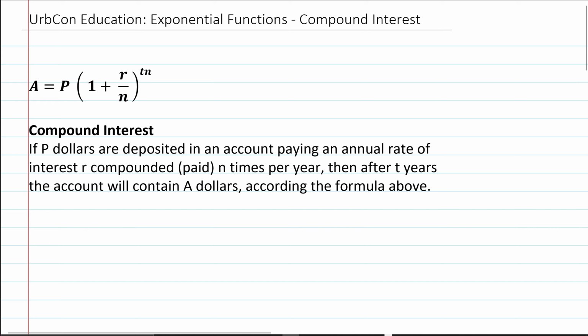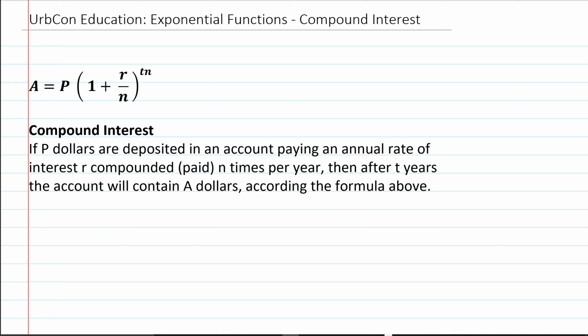The formula for compound interest is as follows. It's A is equal to P times the quantity of 1 plus R over N raised to the T times N power. This formula states that if P dollars are deposited, so P is the present worth or present value, in an account paying an annual rate of interest, which is represented by the R. The R must be written as a decimal.